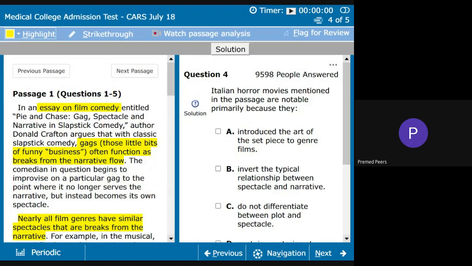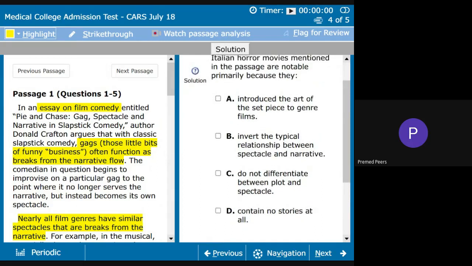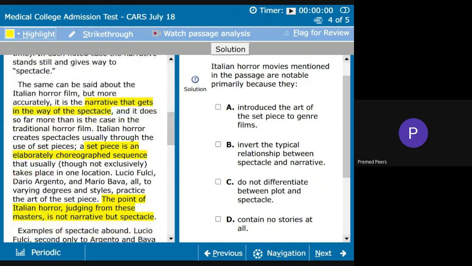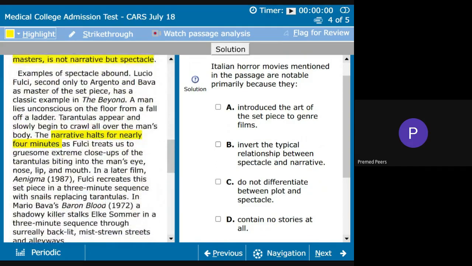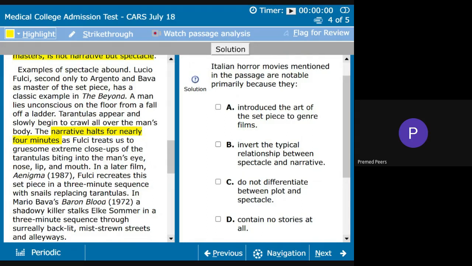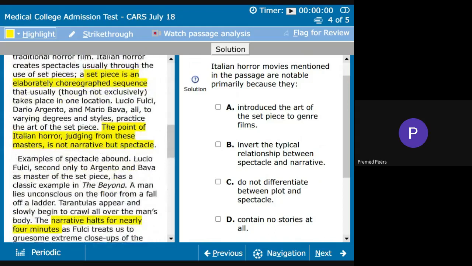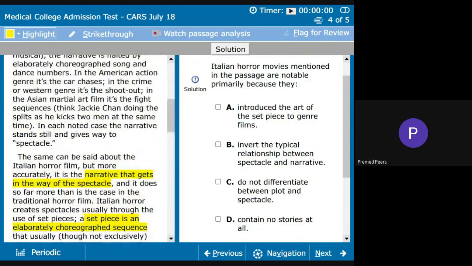It's not spectacle, but how is inverting? Okay, how is inverting correct? Yeah. So the horror movies mentioned in the passage, so that's paragraphs, I think, 4 and 5. And so how are they inverting? Basically, it's saying how the narrative, so I highlighted this part, the narrative halts for nearly 4 minutes, and then it goes on to describe this whole set piece and all of these different spectacle scenes. Same sort of thing here. And so usually when people are watching, they're expecting a plot, but in this situation, again, the narrative stands still and gives way to spectacle.